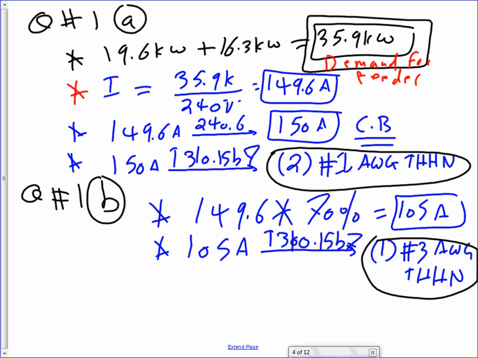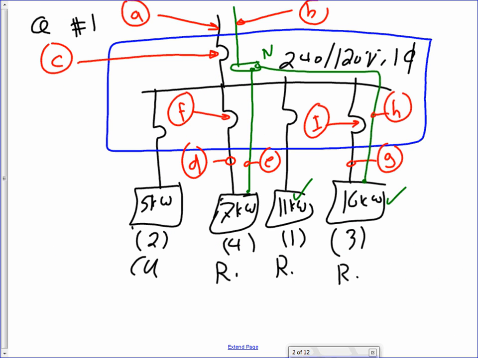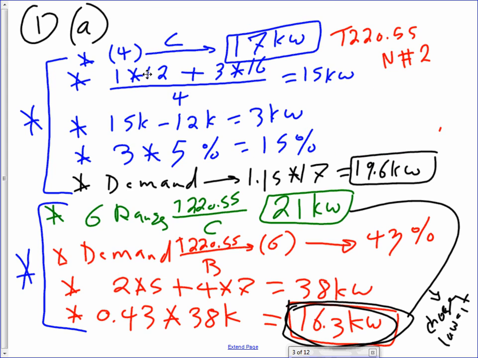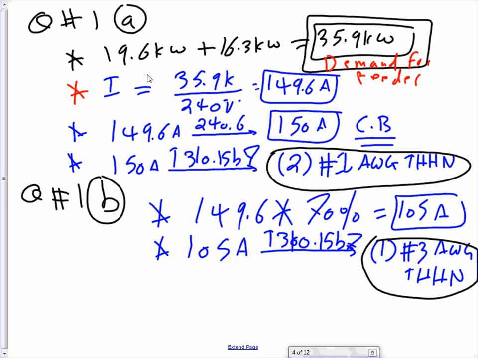Now we size A and B. Everybody knows where the A and B are in the test that you have? We size A and B. The last thing we need to size is C. Can you guys see C? Here's my A, the feeder ungrounded conductor. B is the feeder grounded conductor. Now C is the circuit breaker. Circuit breaker for this system, we already sized it here. Can you guys see that? The circuit breaker, now C, this will be also question number 1, C.